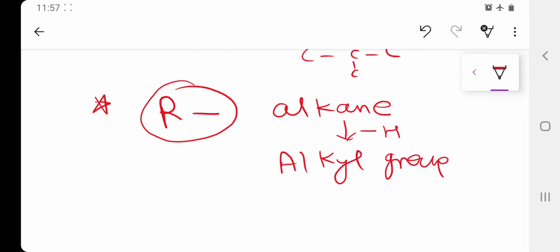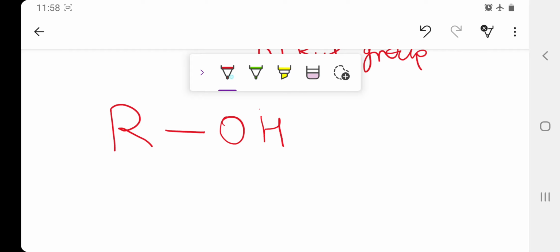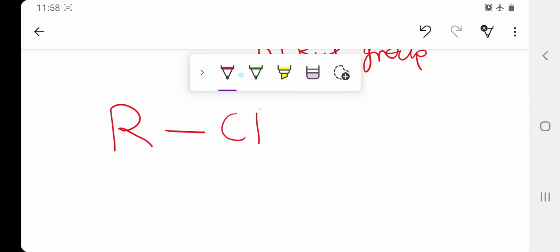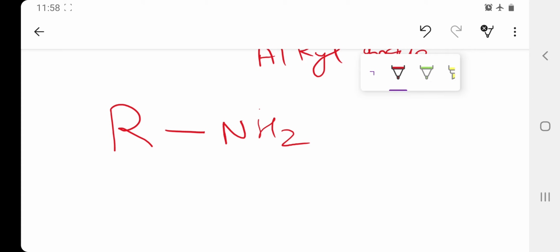That means alkyl group. Now I will give examples of this R group. This R is attached to something. This can be any entity, called a substituent in organic chemistry, that you will understand later. If it is OH, then it is alcohol. If I remove OH and attach Cl, then it is a halide. Then if I remove this Cl and attach an NH2 group to this R group, it becomes an amine. This you have to understand.